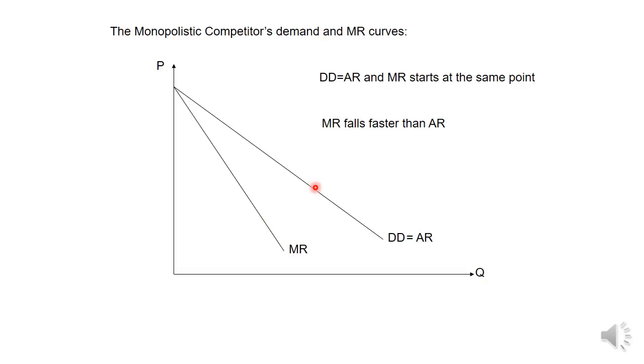Okay, it falls faster than average revenue, because when you lower price to sell more, marginal revenue, which measures the net revenue coming from the additional unit that you sell, will begin to fall faster than average. Okay, as we explained earlier. So you can see now the two measurements are no longer the same. Okay, MR is a steeper line, it falls faster than AR.